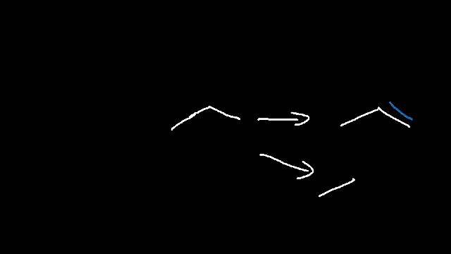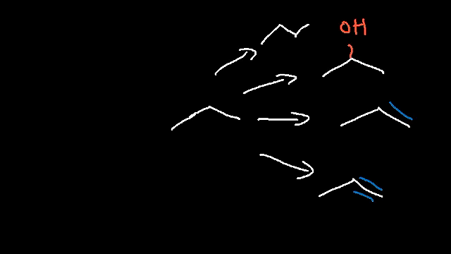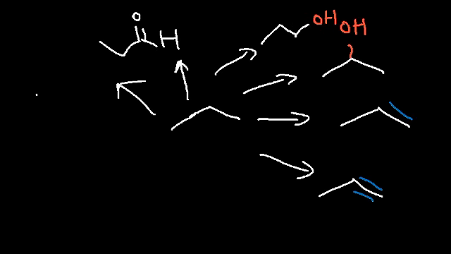So starting from an alkane, how can you make an alkene? And also, how can you make an alkyne? And from an alkane, how can you make a secondary alcohol and also a primary alcohol? And how can you make an aldehyde and a ketone?